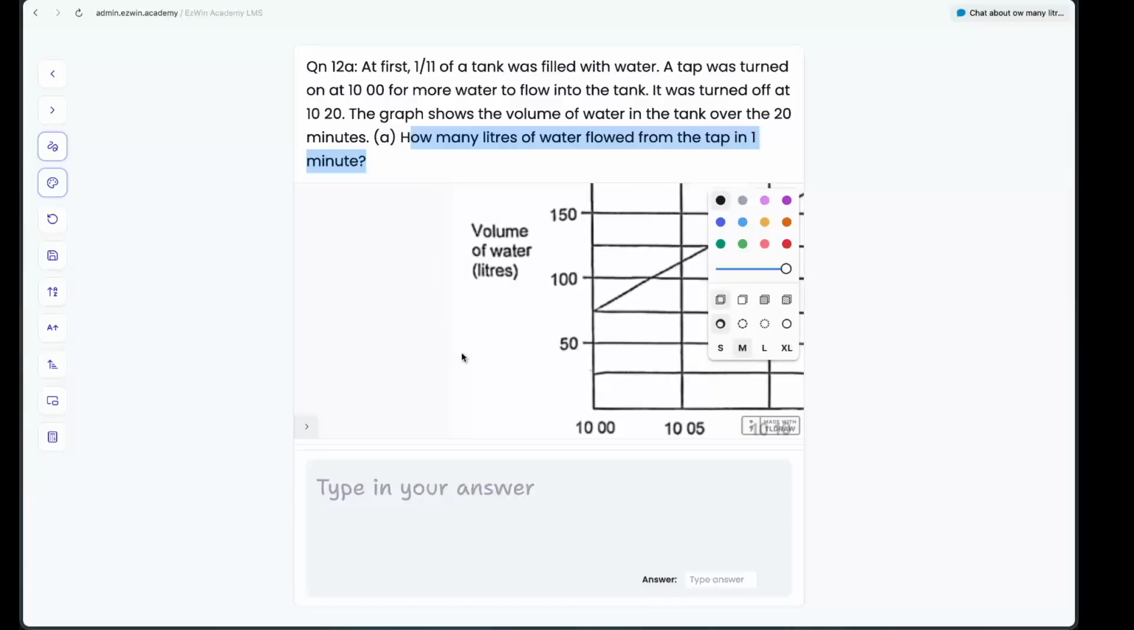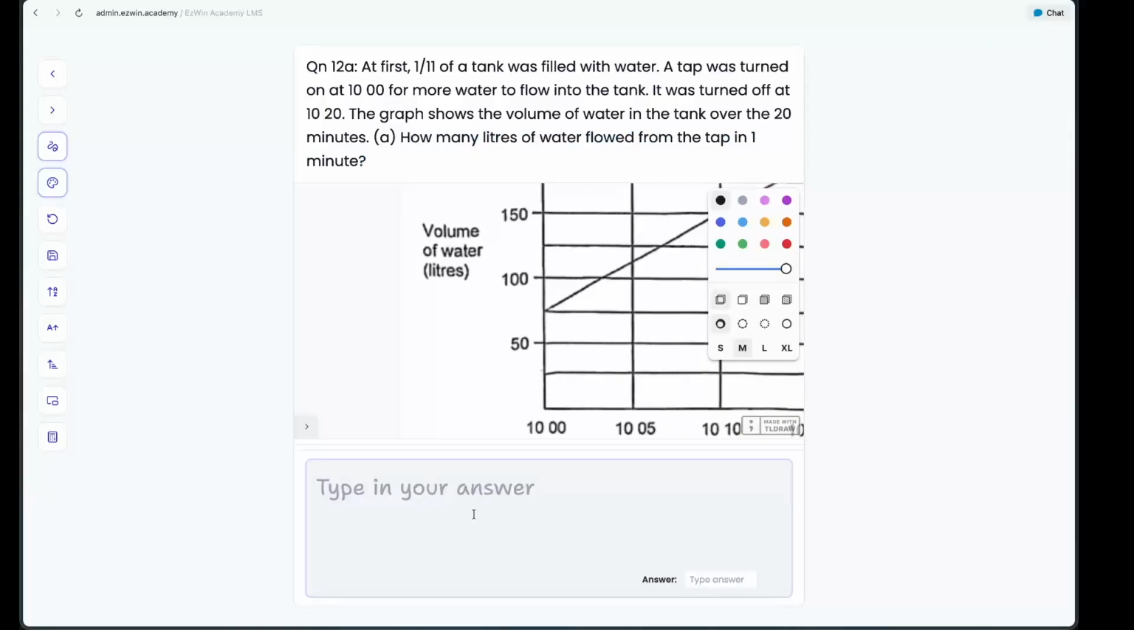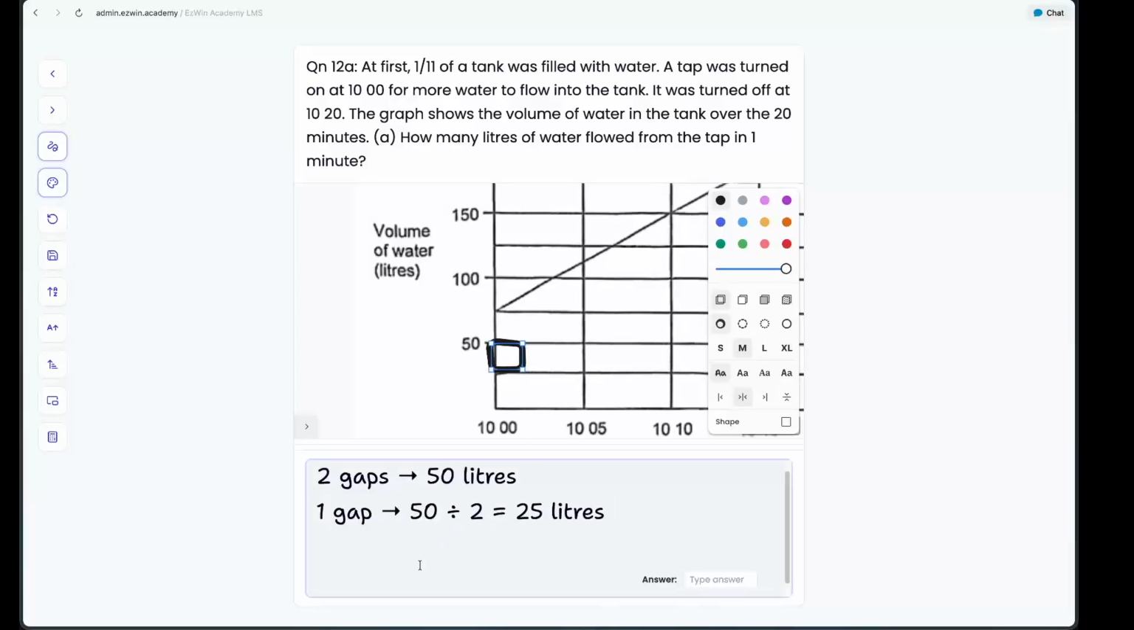So if we were to zoom in, we want to know the gaps. So we have the gaps over here. We have 1 and 2 gaps. 2 gaps is equal to 50 liters. Then 1 gap will then be equal to 50 divided by 2, and this will give us 25 liters. So we want to calculate volume at 10:00. In this case, it is 75 liters, right? 50 plus 1 more gap is 75 liters.